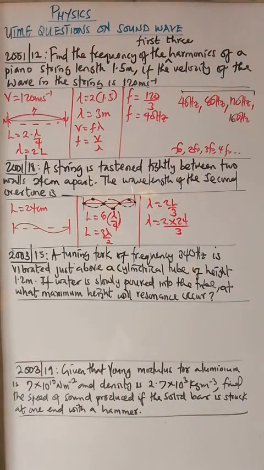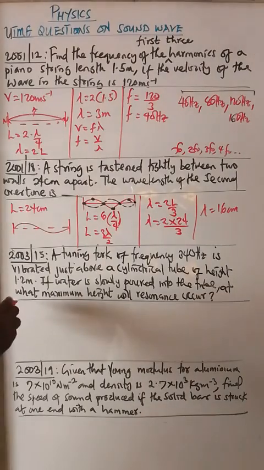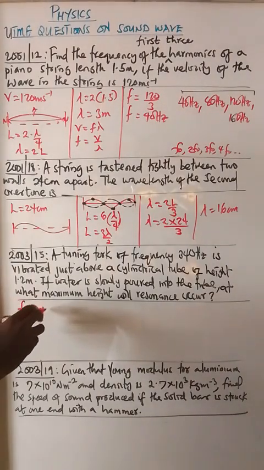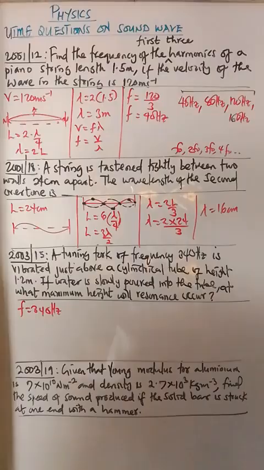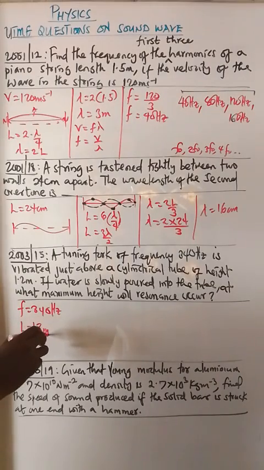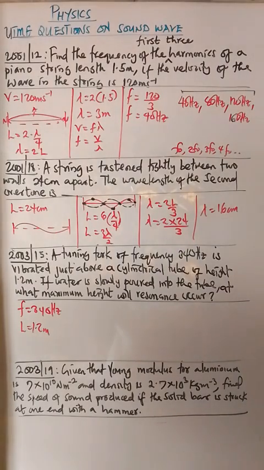Then 8 times 2 is 16. So it means the wavelength is 16 centimeters. For the next question, a tuning fork of frequency 340 Hz is vibrated just above a cylindrical tube of height 1.2. So the total length of the tube L is 1.2 meters. If water is poured slowly into the tube, at what maximum height will resonance occur?